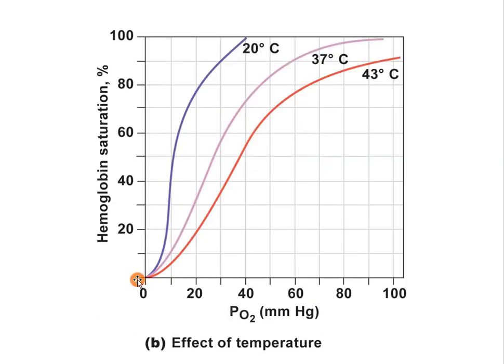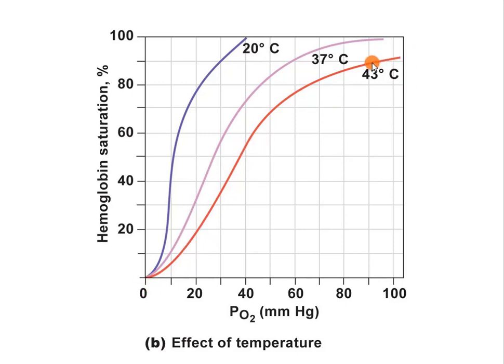And so let's look at this. What this is showing you is 37 degrees Celsius. This is your normal body temperature. And what we see here is 43 degrees Celsius and 20 degrees Celsius, so obviously hotter and colder. Let's use some language to describe the movement of these curves.